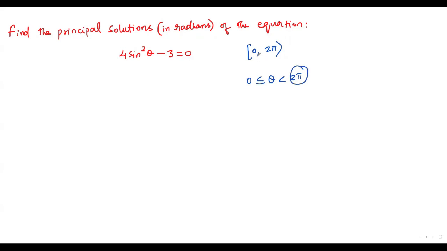I consider the angle measure over here in radians because the question says that we have to find the principal solutions in radians. In case I want to get the principal solutions in degrees, I may have to consider the interval [0 degrees, 360 degrees). Okay, now we can start solving the given trigonometric equation.